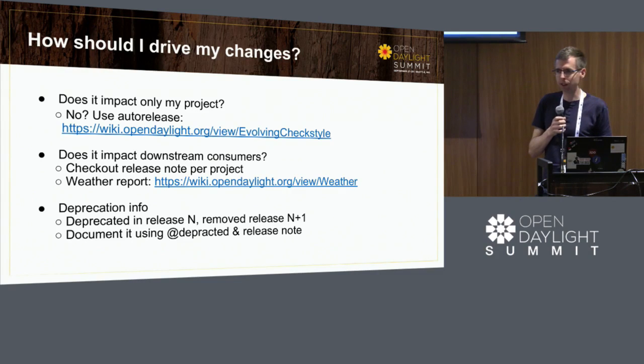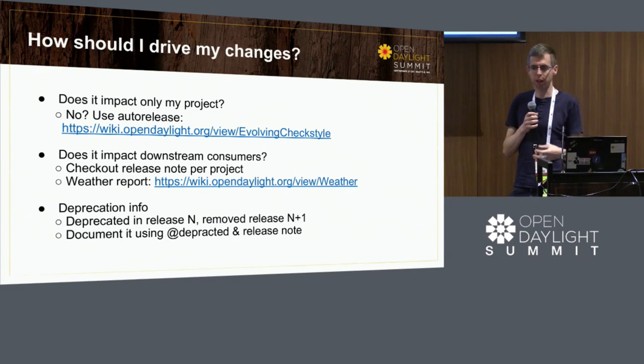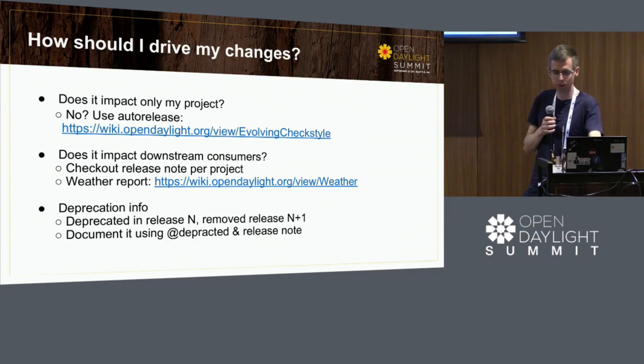And finally, deprecation info. If your change is removing or planning to remove some feature at some point, then you need to give one cycle's notice, basically. So in one OpenDaylight release cycle, you deprecate it and document the deprecation, tell people what to use instead, and then in the next release you can remove it.